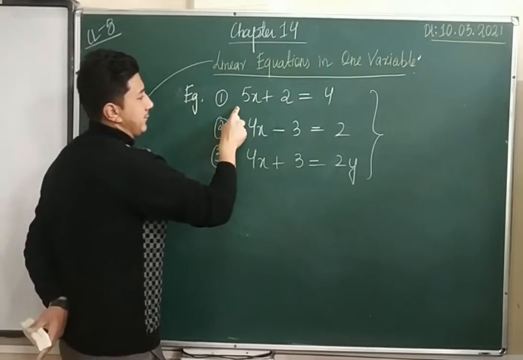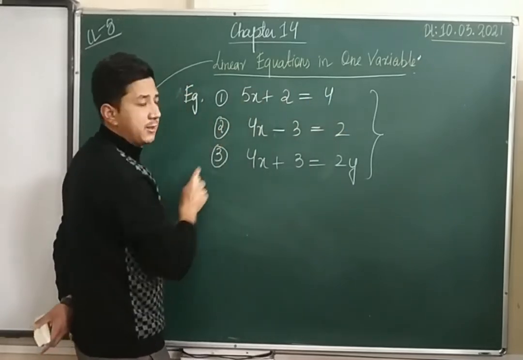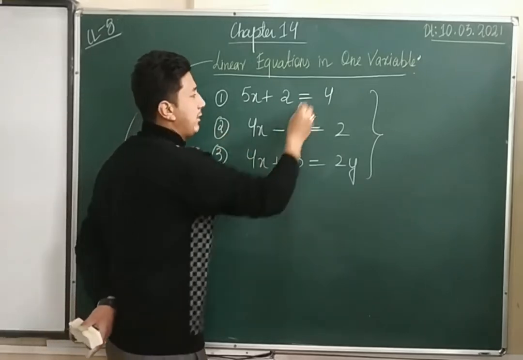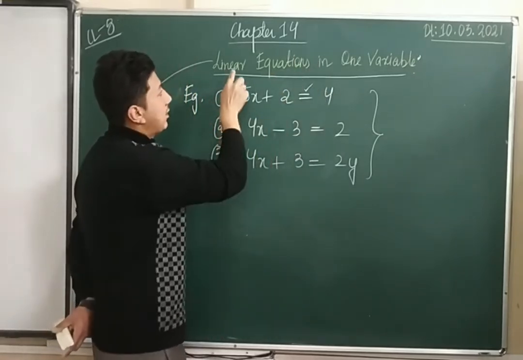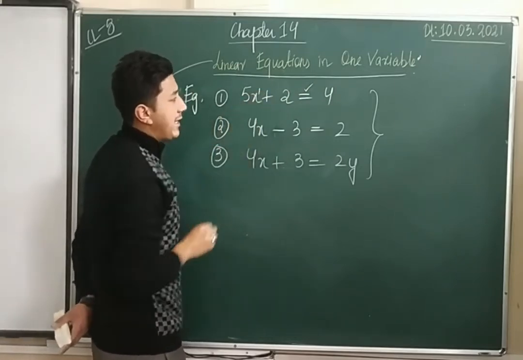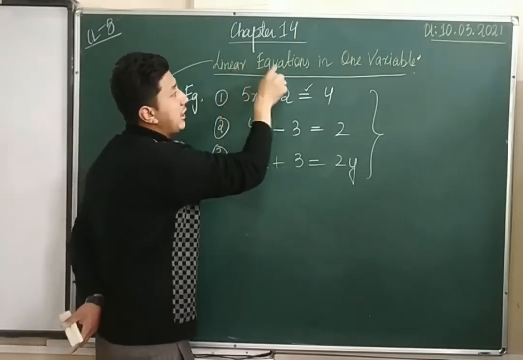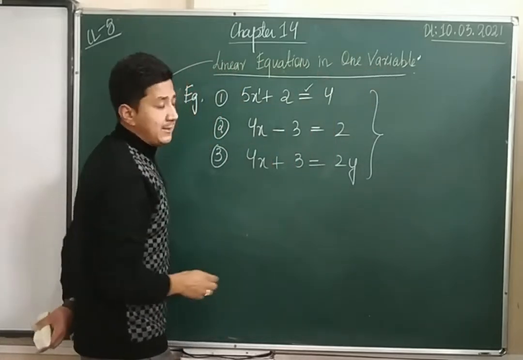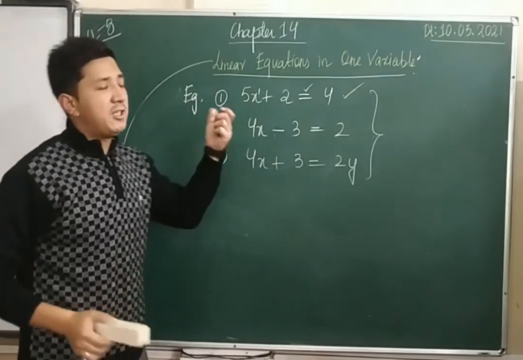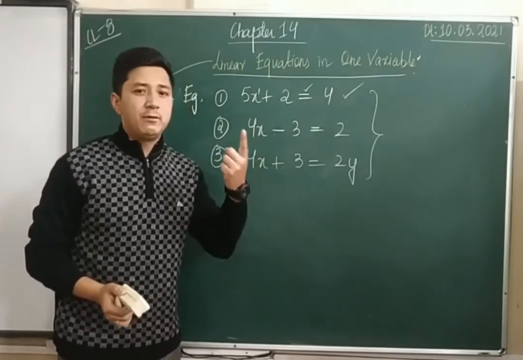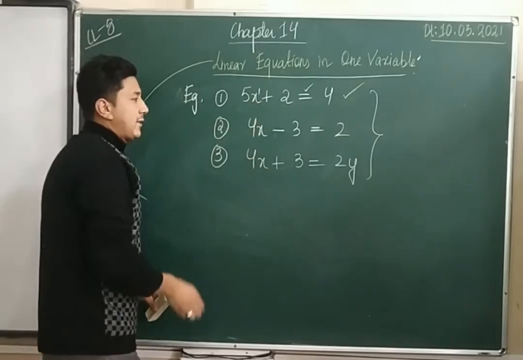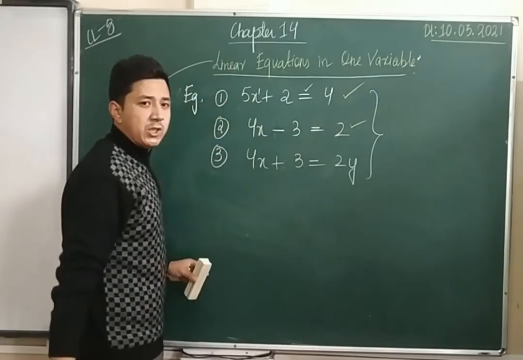Let us verify. I hope you are clear with this. 5x plus 2 equals to 4. Is it an equation? Yes, it is an equation because there is an equals to sign. Is it a linear equation? Yes, it is a linear equation because the power of the variable x is 1. And is it a linear equation in one variable? Yes, because how many variables have I used? Only one variable, and which is that variable? x. Clear? Move to the next one. Similarly out here, it is an equation.